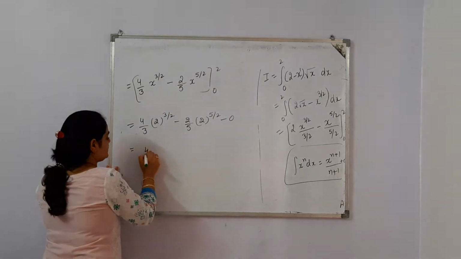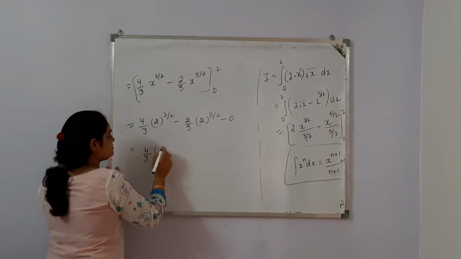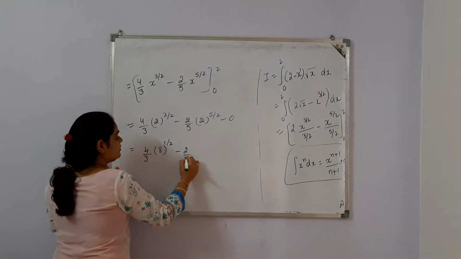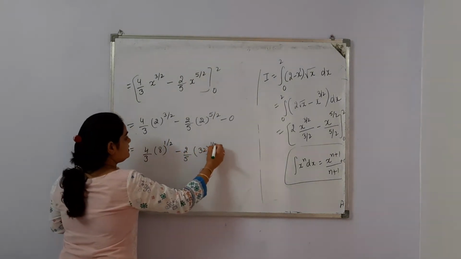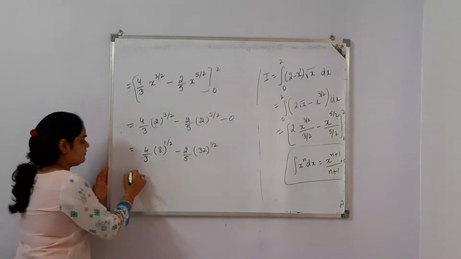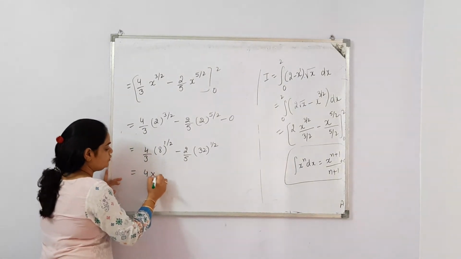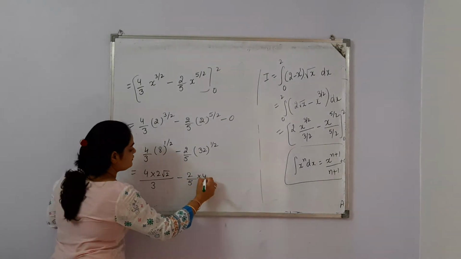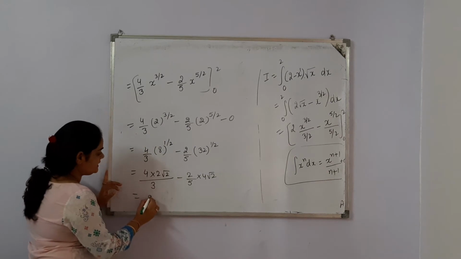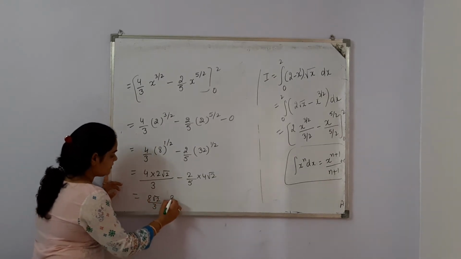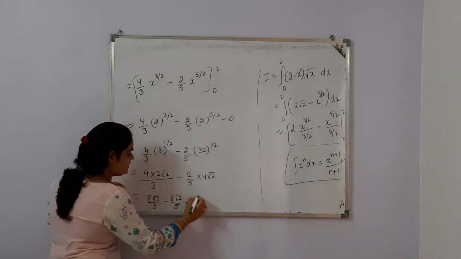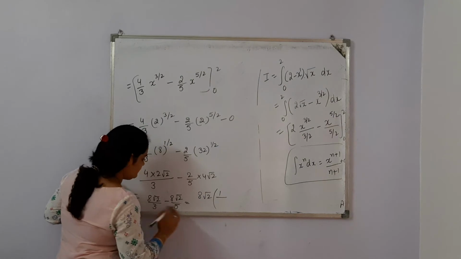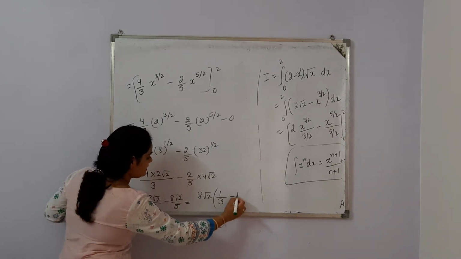So it is saying 2 raised to power 3 is 8, 8 raised to power 1 by 2 is 2 root 2, so it becomes 4 root 2 by 3. And 32 raised to power 1 by 2 becomes 4 root 2. So after that, 8 root 2 by 3 minus 8 root 2 by 5. Can I take 8 root 2 as common? So what we are having inside is 1 by 3 minus 1 by 5.